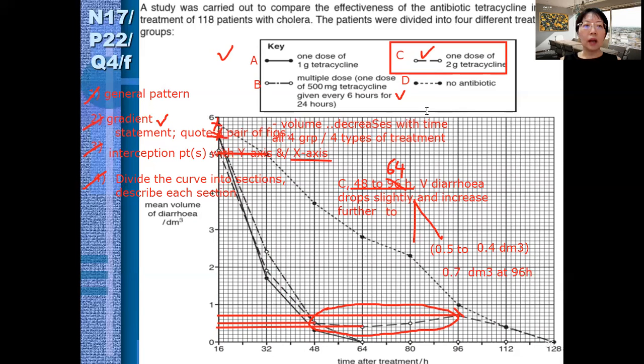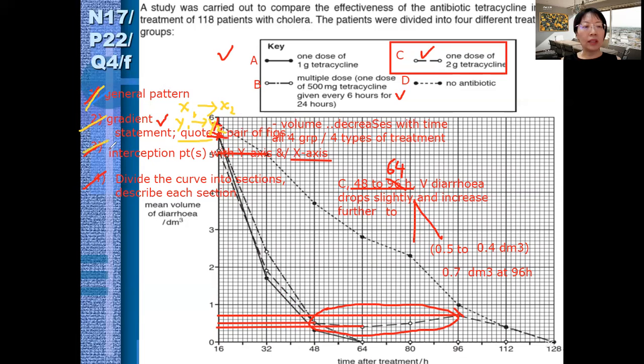Okay, so this is how you need to describe a graph. Overall, when you describe a graph, number one, you need to state the general pattern. Number two, you can talk about the gradient of the different curves, whether it's steep or less steep. And after that, you quote the figures, the pair of figures. It means when the x-axis value changes from x1 to x2, your y-axis value changes from y1 to y2. So you have to quote the pair of figures.